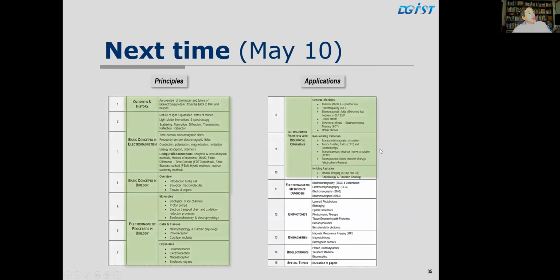So we've talked about non-ionizing radiation. And next week we're going to talk about ionizing radiation. That's a very important area where we will talk about medical imaging, X-rays, CT scans. We're going to be talking about radiosurgery and radiation biology. So these are very fundamental topics that are very commonly used in medicine.